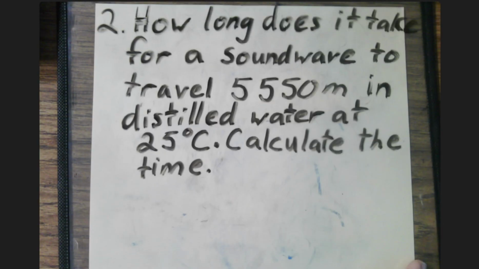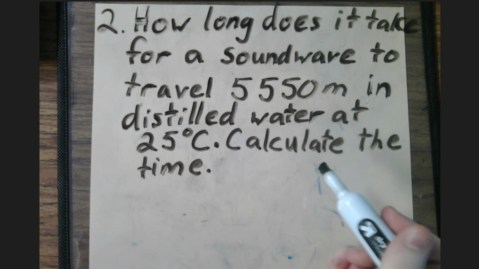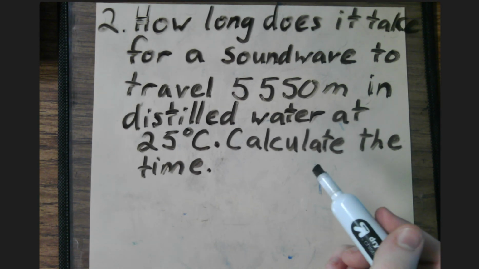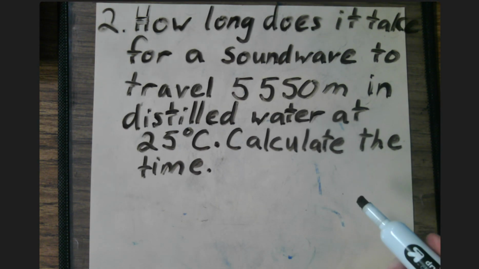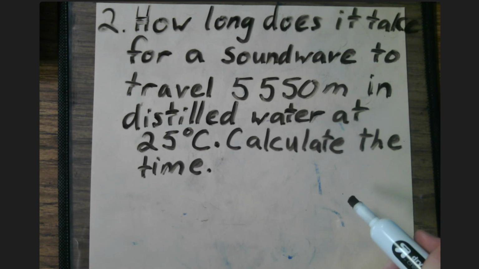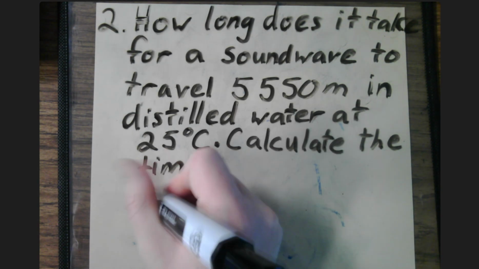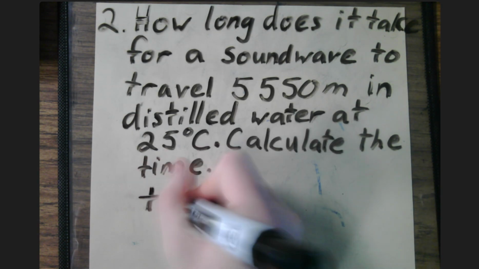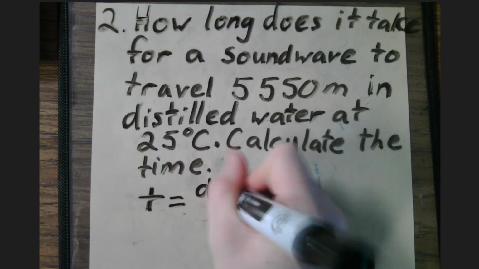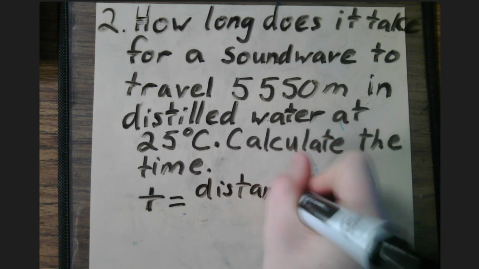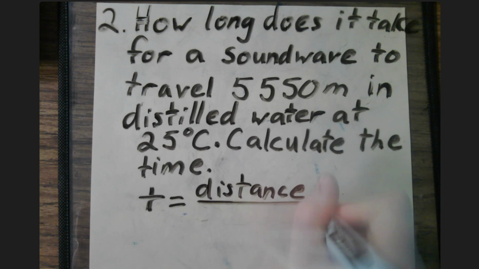Okay. How long does it take for a sound wave to travel 5,550 meters in distilled water at 25 degrees Celsius? Calculate the time. Let's start with our formula first. So to calculate for time, it is distance divided by speed.